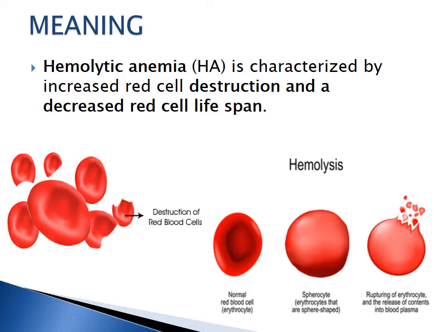Now, the meaning of this: hemolytic anemia is characterized by increased red cell destruction and decreased red cell lifespan. So what happens is, yes, though the red cells are formed, the lifespan is very short. So how long they survive is very short. When you look at this picture here, this is what a normal red cell looks like. Then, in hemolysis, it becomes sphere shaped, eventually leading to rupture.